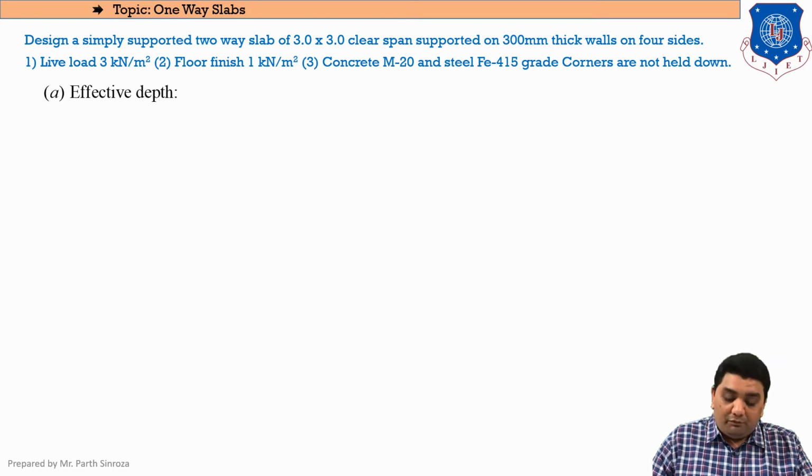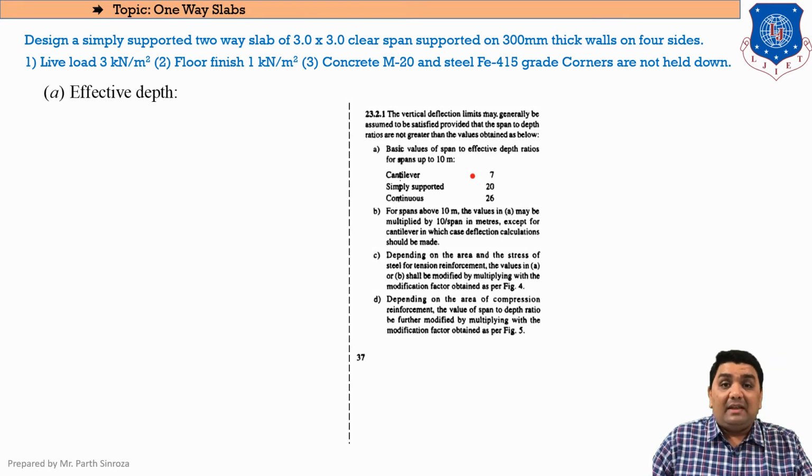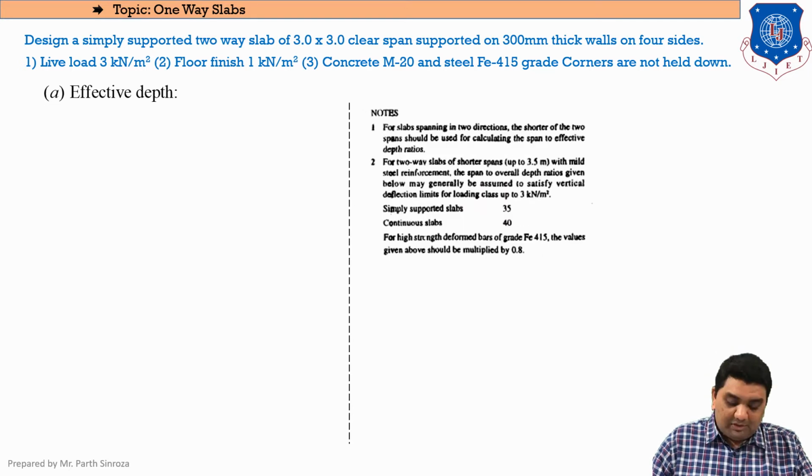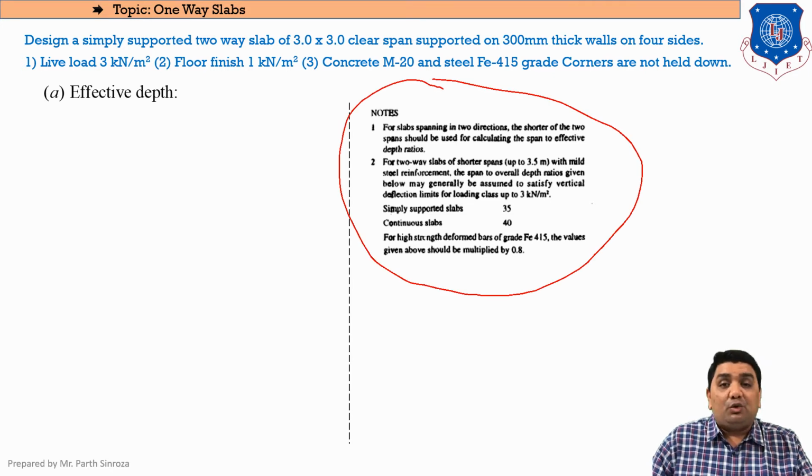In one-way slabs, we always used the table from page number 37 of our IS code, that is, the effective length to depth ratio, L by D ratio. But now keep in mind, for two-way slabs, we will always be checking the ratios. As you can see here, we will always be checking the notes section that has been prescribed. So from this section, we will identify the ratios to find the effective depth in our case. First we will look at it in detail.